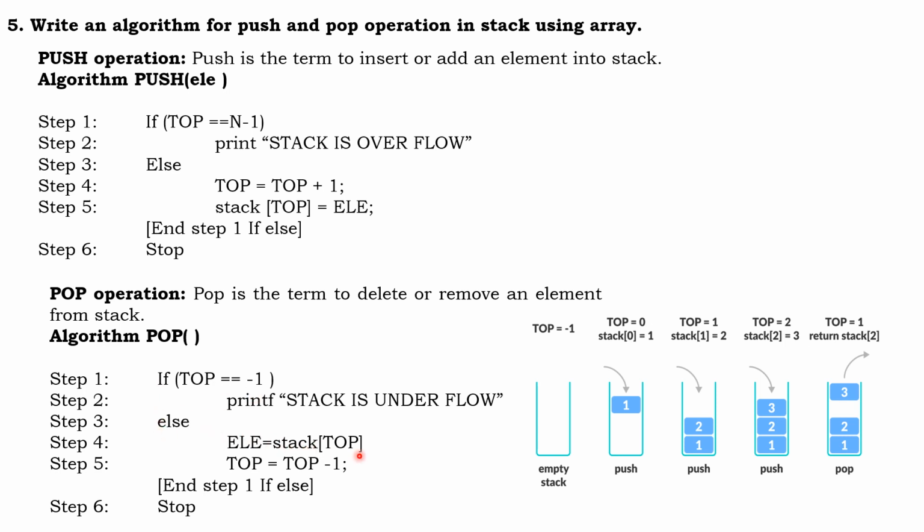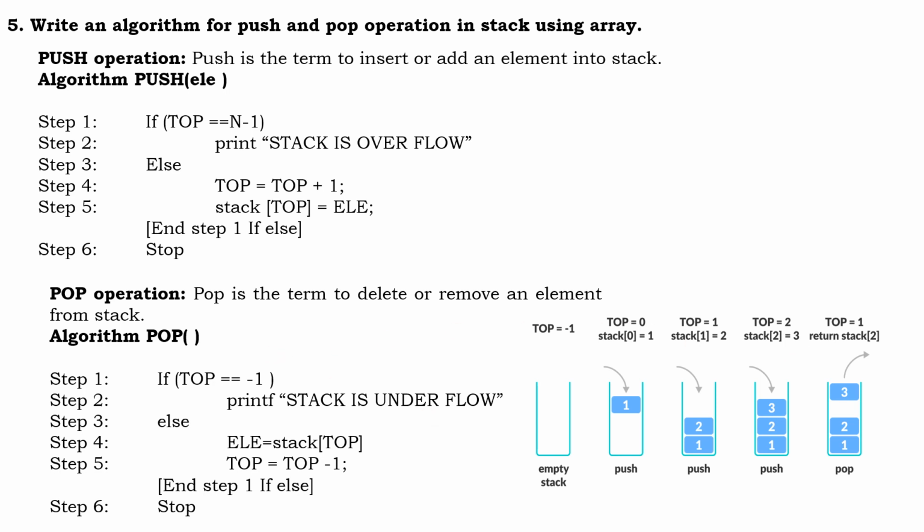First remove the element present at the top. See, right now, what is the top position? 1. What is at 1? It contains 3. Remove the element. Then decrement the top pointer by 1 to remove the next element. Remove the next element. Did you get it? This will repeat until the stack becomes empty. Once it becomes empty, it will display the message called stack is underflow.